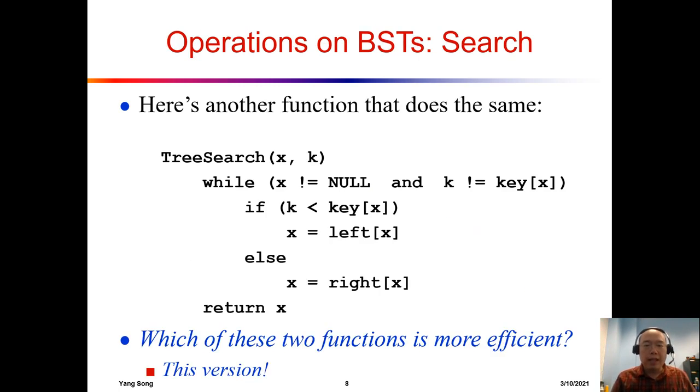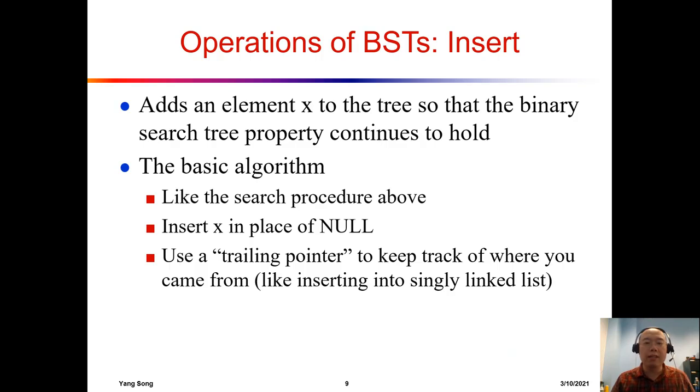To do the search, there's another way without recursion: an iteration version. We have a discussion about which one is more efficient, the recursion version versus the iteration version. The answer is that the iteration version will be a little bit faster.